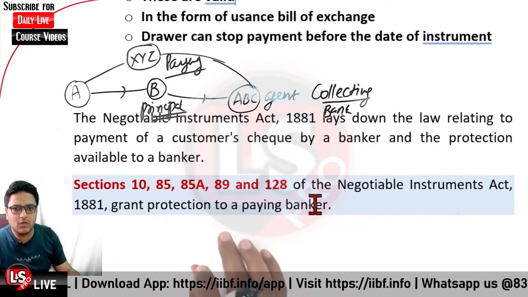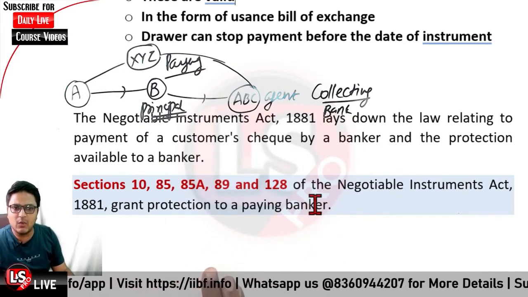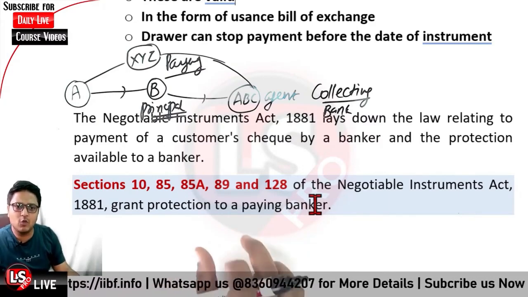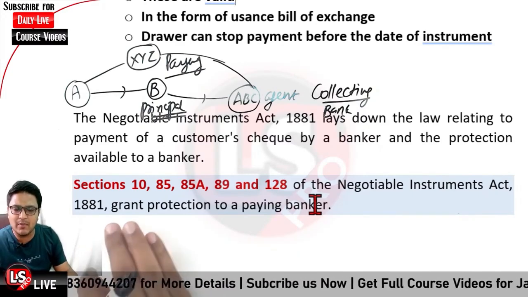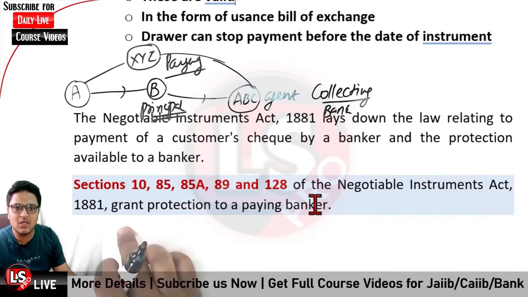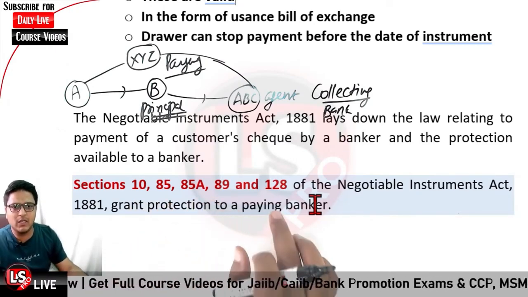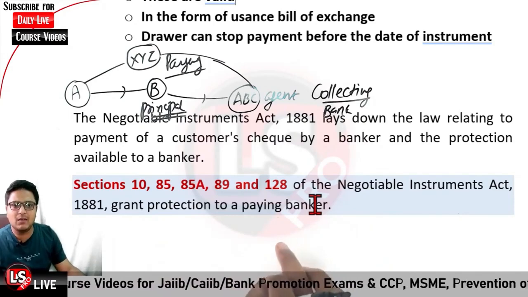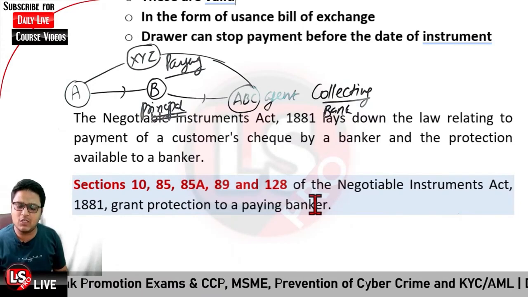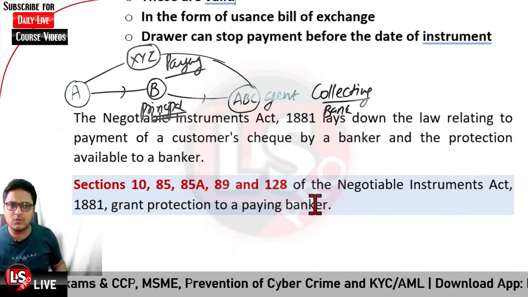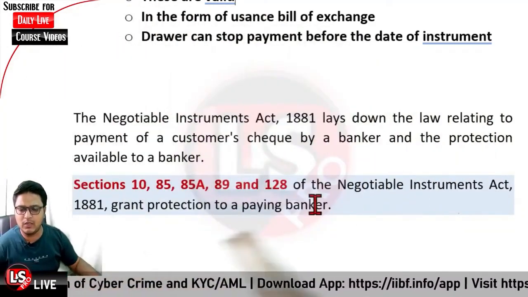Now we are going to talk about the protection to a paying banker in this class particularly. So you need to memorize these sections. Section 10, section 85, 85A, 89 and 128 of the Negotiable Instruments Act grant protection to the paying banker. Is it clear? We will look into what these sections stipulate.